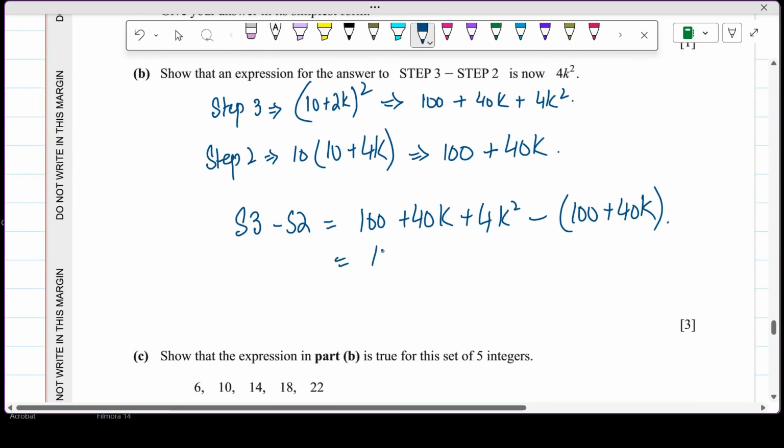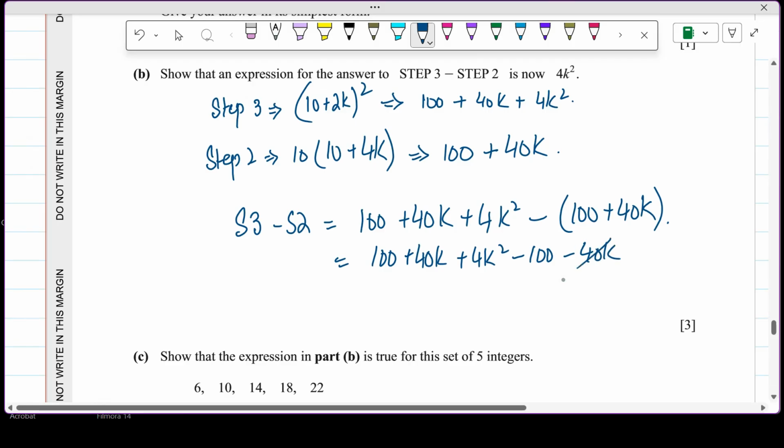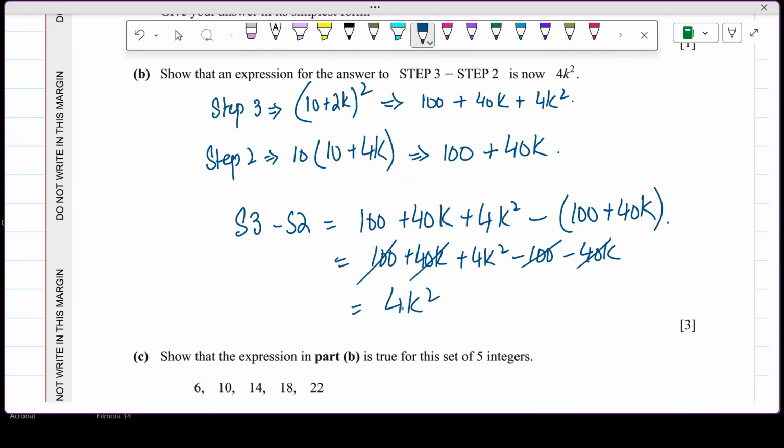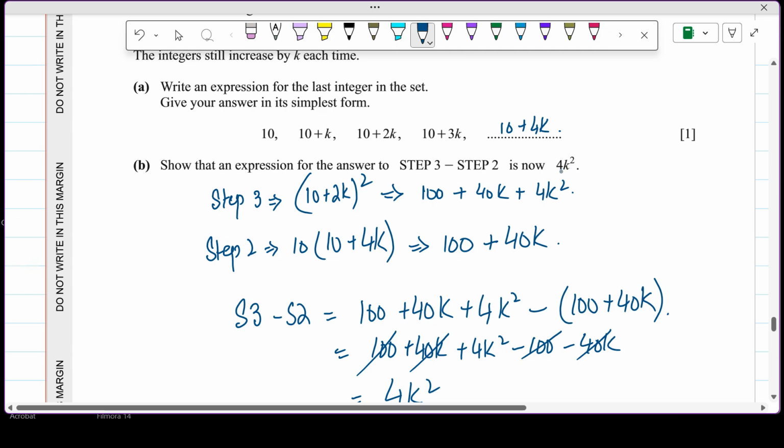Further solving, we will have 100 plus 40k plus 4k square minus 100 minus 40k. The 40k positive and negative will be cancelled out. Negative 100 and positive 100 will be cancelled out, and we will have 4k square. So this confirms that the difference of step 3 and step 2 is 4k square.